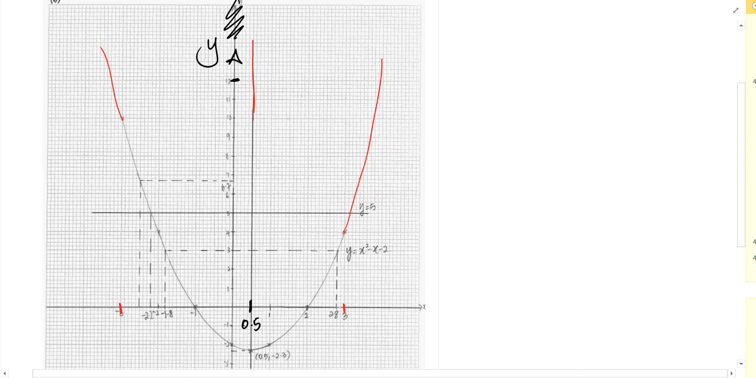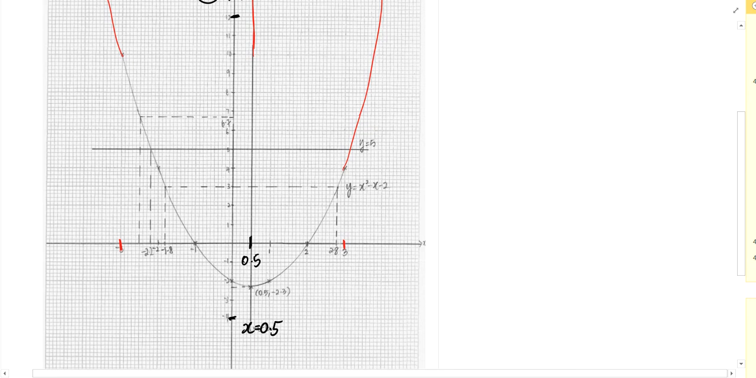So you should have 2 graphs on your graph paper for now. Okay? Are both your graphs labeled? I know I just told you to label your vertical line, which is x equals to 0.5. Have you also labeled your curve? What is the equation of the curve? Y equals to x squared minus x minus 2. So you must write that down near your curve. Okay, next.